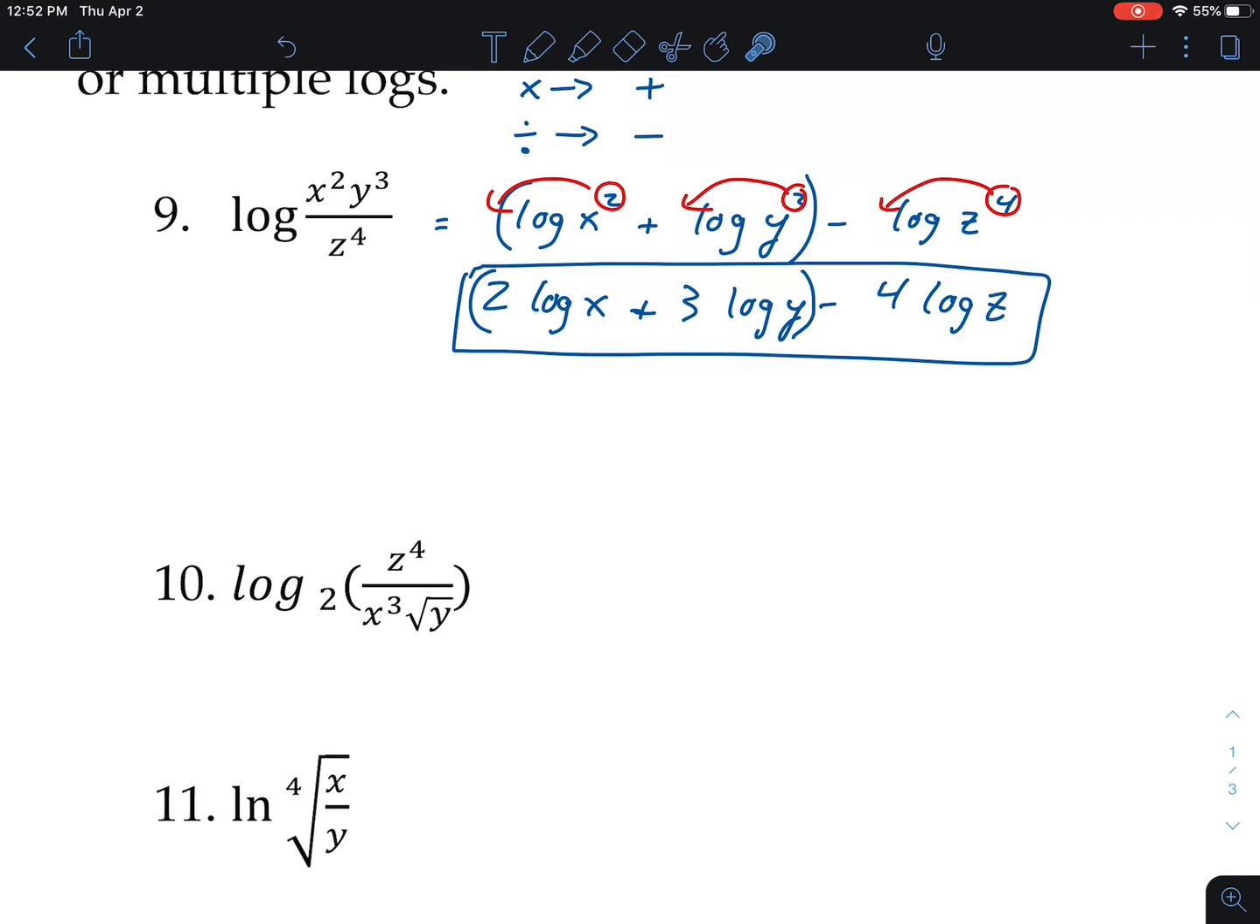Some people had trouble here when they saw the base, right? This base is 10, and you just carried it throughout. Same thing, this base is 2. You don't do anything to it differently. You just carry it throughout. So you have over here, log base 2.